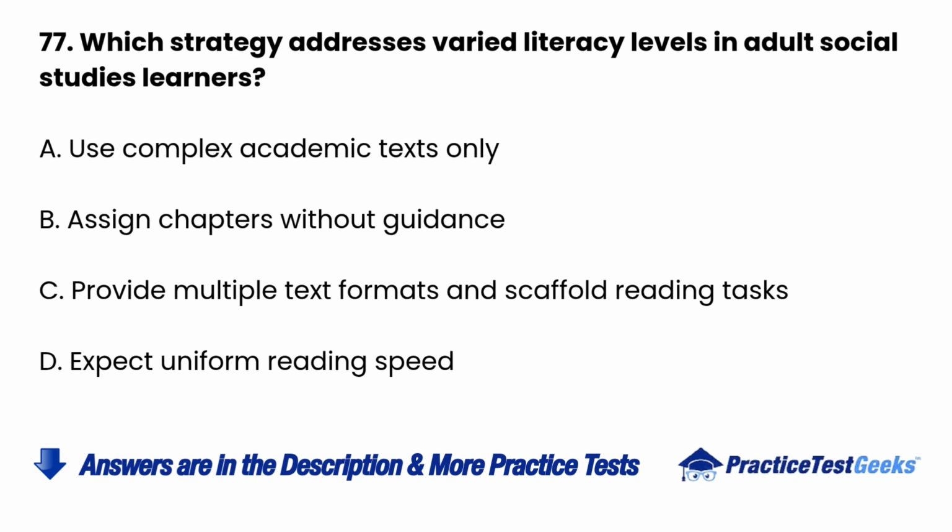77. Which strategy addresses varied literacy levels in adult social studies learners? A. Use complex academic texts only. B. Assign chapters without guidance. C. Provide multiple text formats and scaffold reading tasks. D. Expect uniform reading speed.